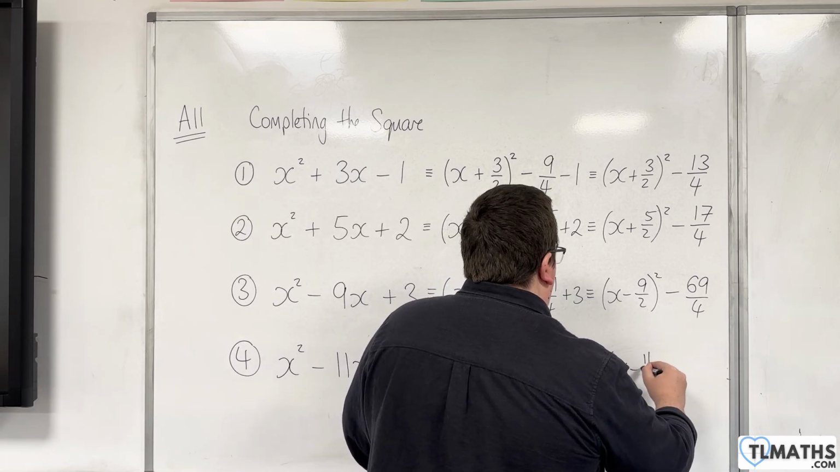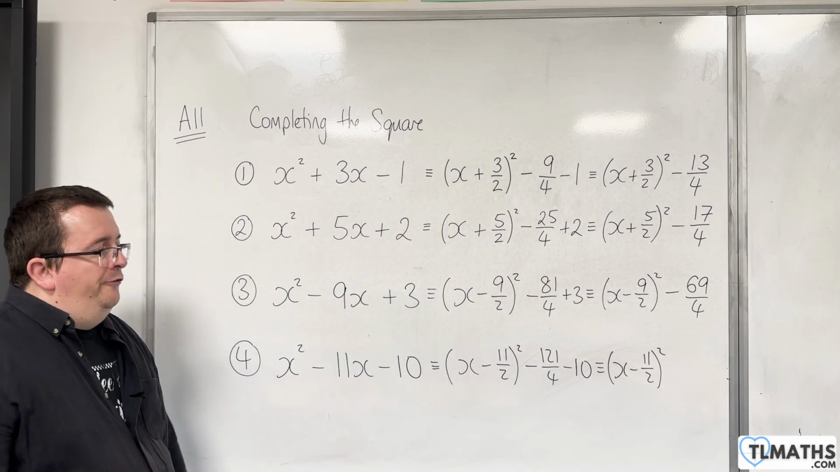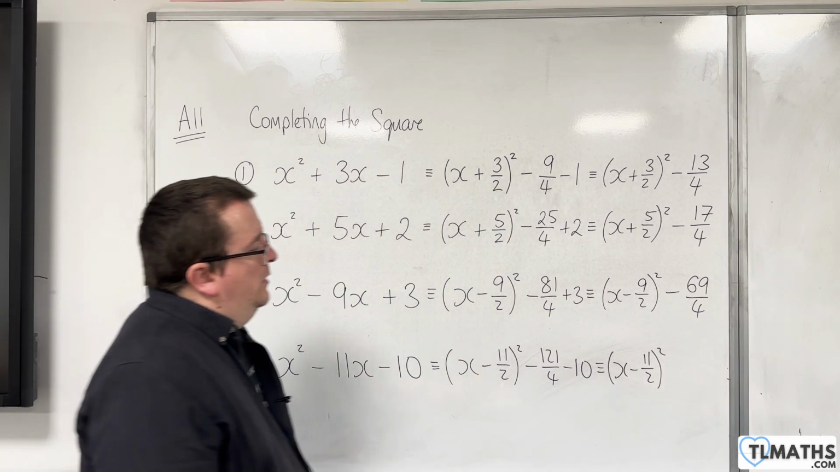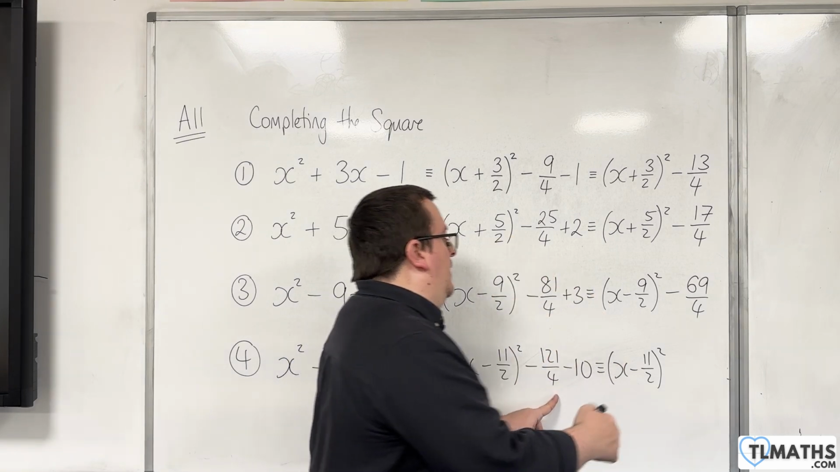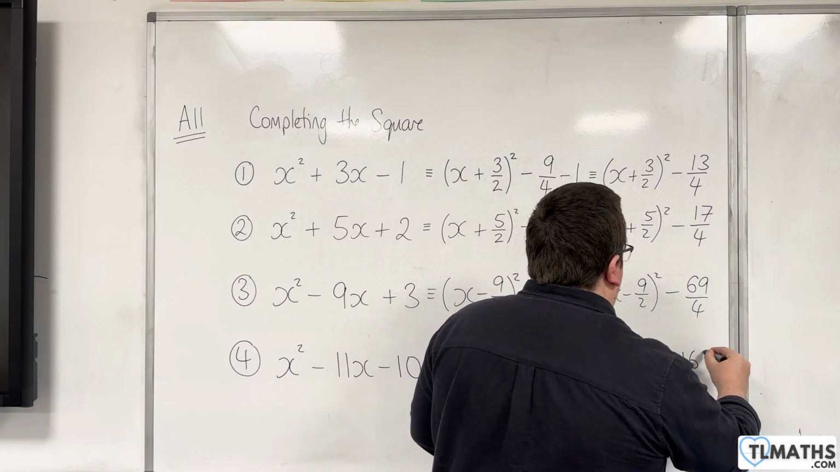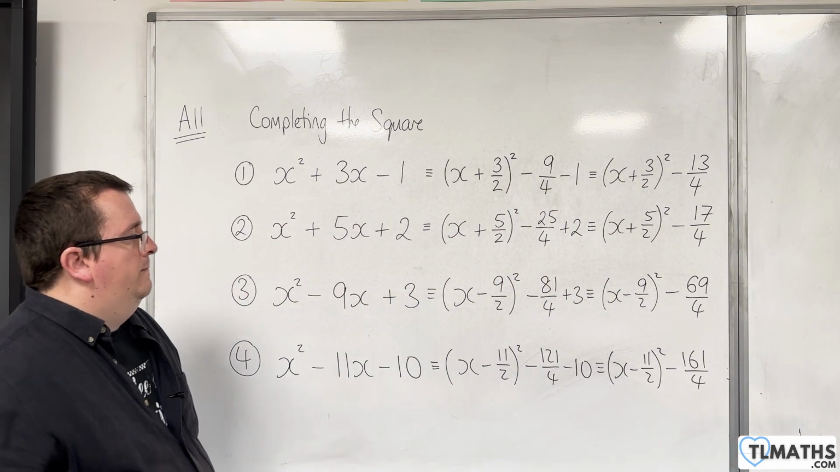So x take away 11 halves squared. 10 is 40 quarters. So minus 121 quarters take away 40 quarters will be minus 161 quarters. Okay, and we're done.